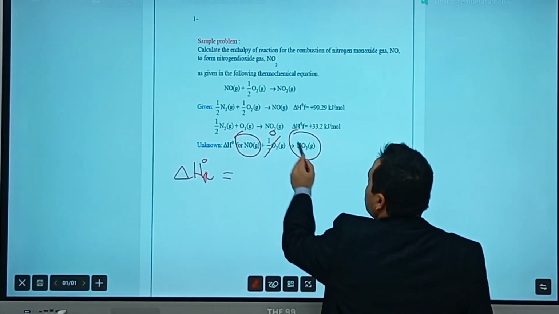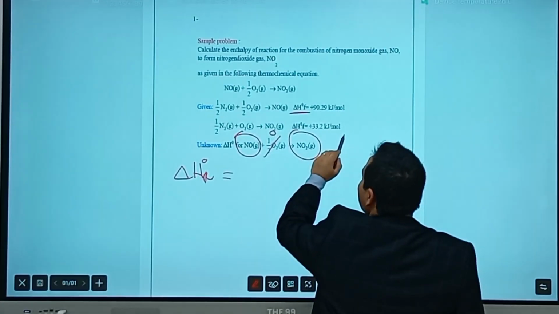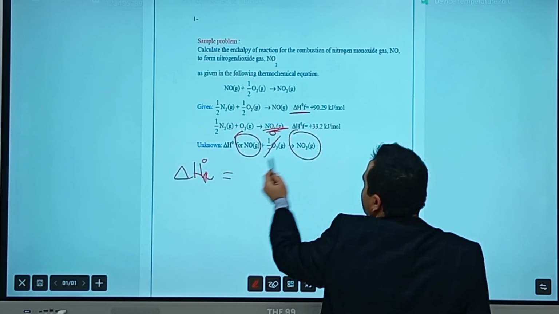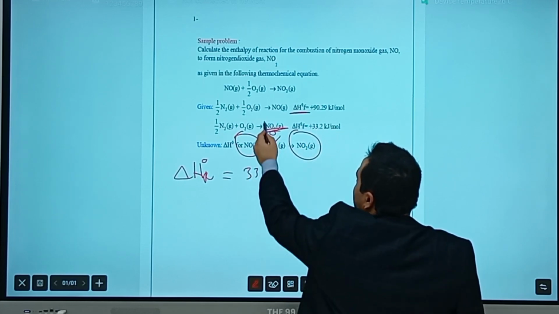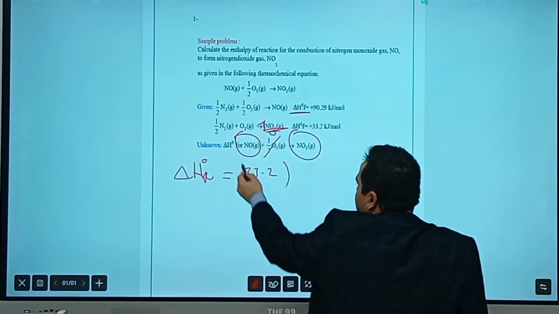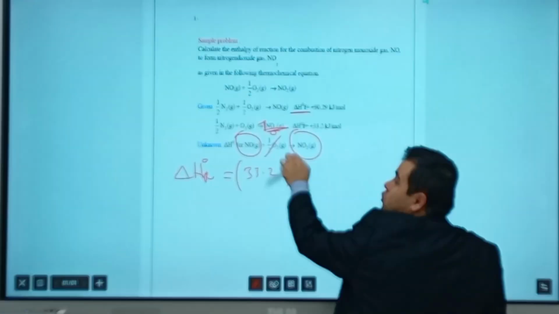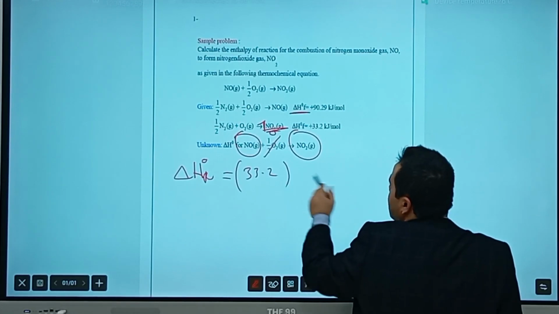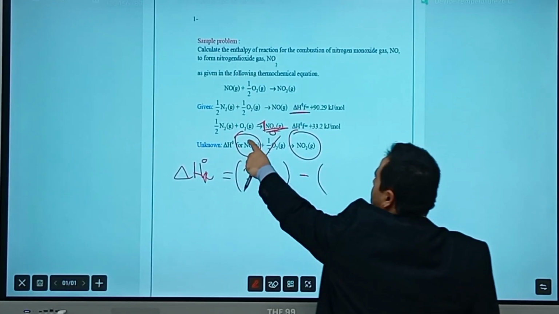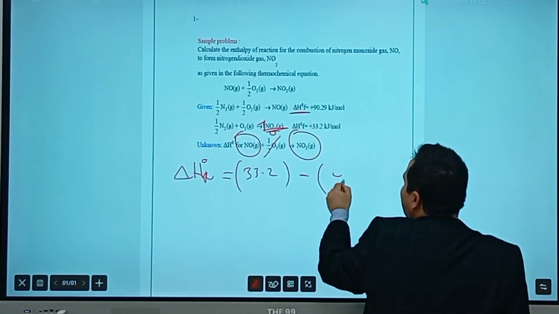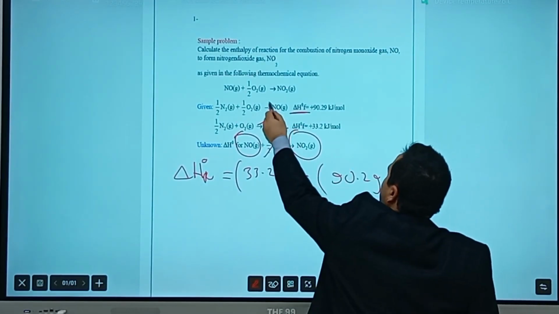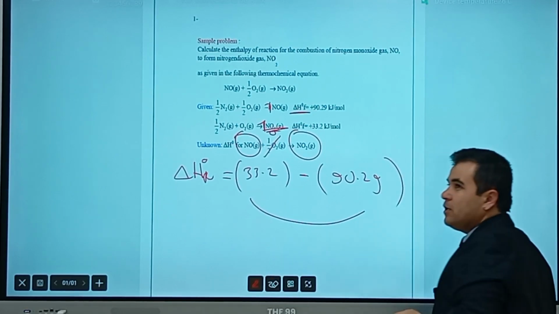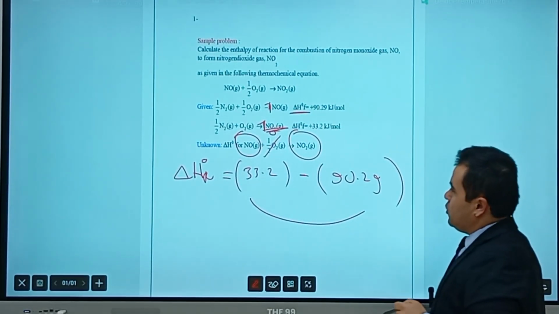The enthalpy of formation of NO and NO2 is given. NO2 is what? 33.2. Multiplied by 1, so will not multiply. The coefficient is 1. If the coefficient is 2, you have to multiply by 2. If 3, multiply by 3. If half, I'll multiply by half. Minus the enthalpy of formation of the reactant, 90.29, multiplied by 1 because it's 1. So you'll get the same value as the Hess's law.